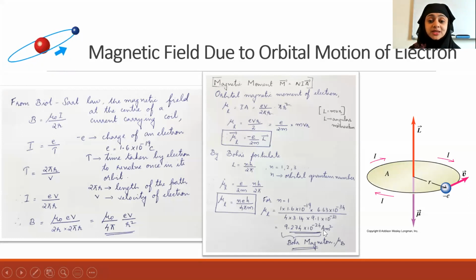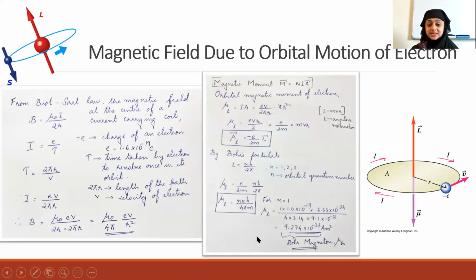What is the unit of magnetic moment? Ampere meter square. Why ampere? It's current times area. So ampere meter square. Now this quantity 9.274 into 10 raised to minus 24 is a constant, and it is called Bohr magneton. So the orbital magnetic moment of an electron in its first orbit is called Bohr magneton, and it is a constant value. Usually it is represented by the letter mu B.